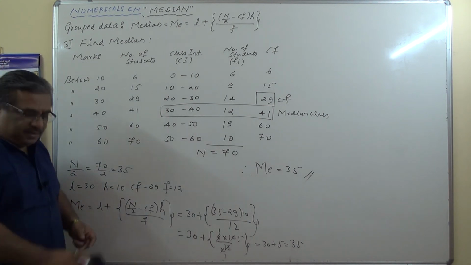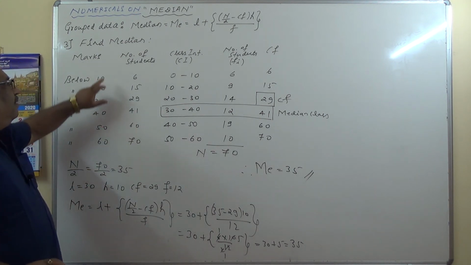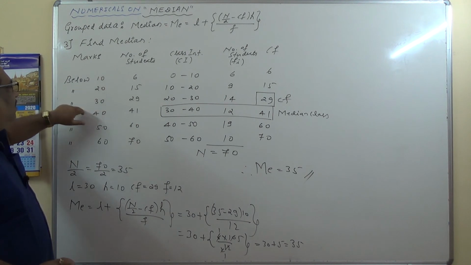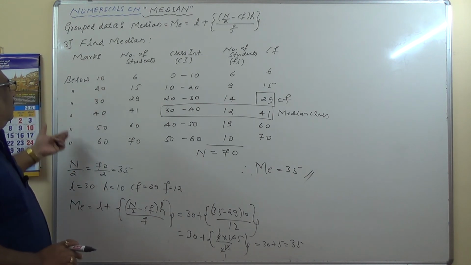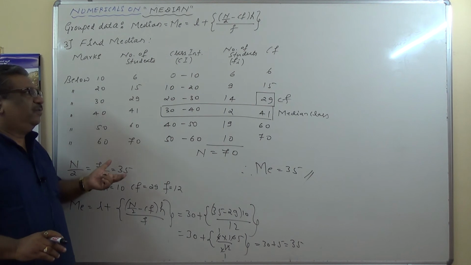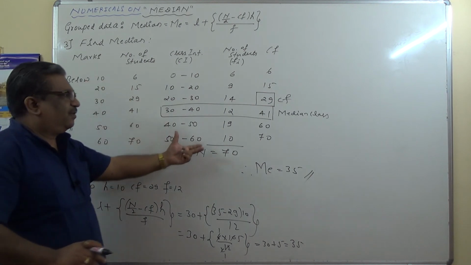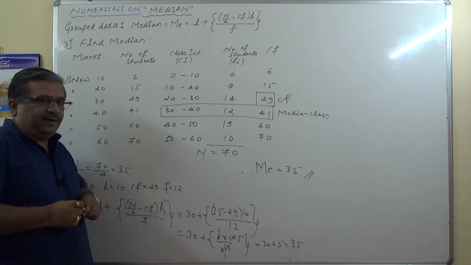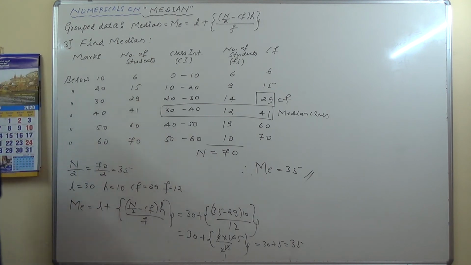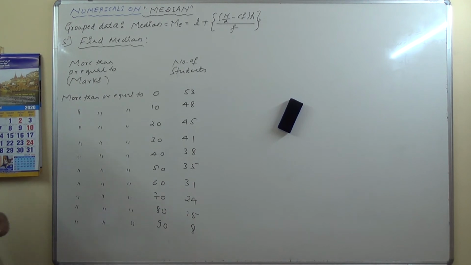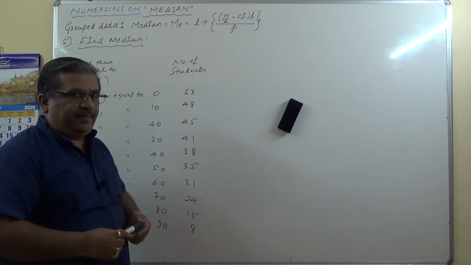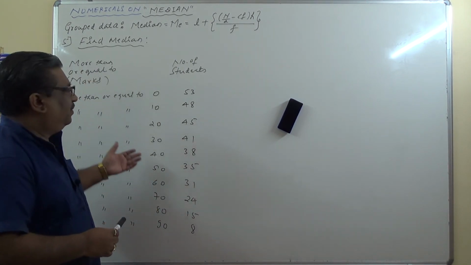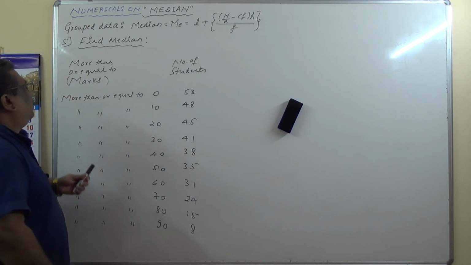It is correct. So see, I have taken the less than series now. One more example I'll take where the more than series will be given to you, and the same process of formation of this table is to be followed, and then we have to find out the median. So first make a note of this. Here again I am taking one typical example which is given in the textbook.